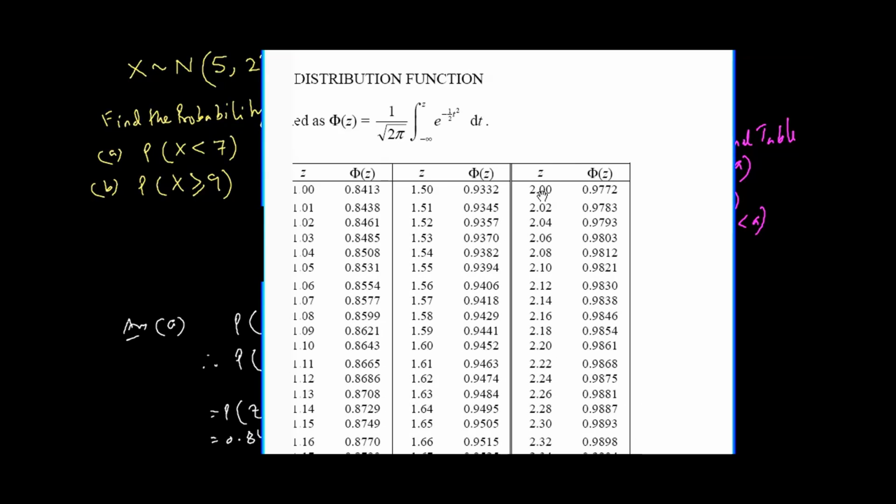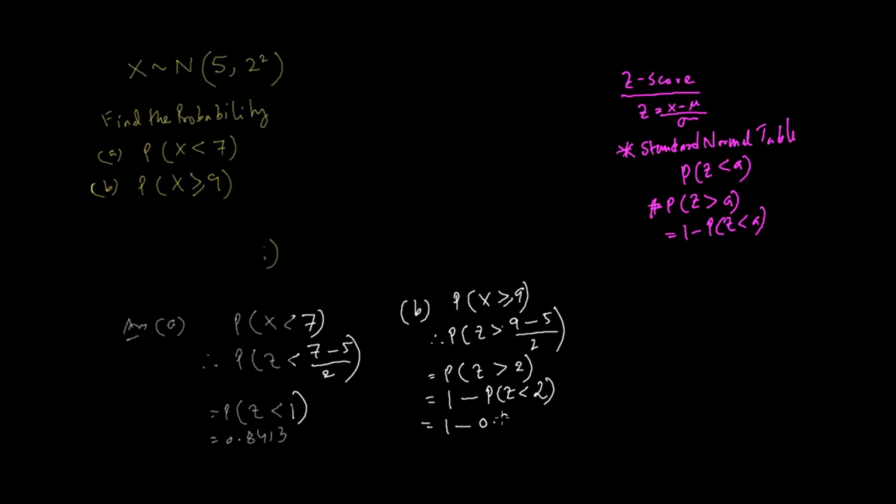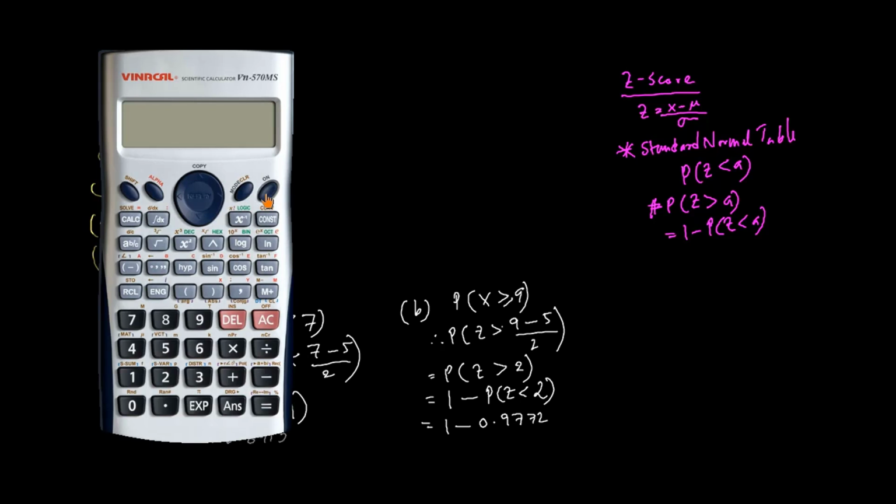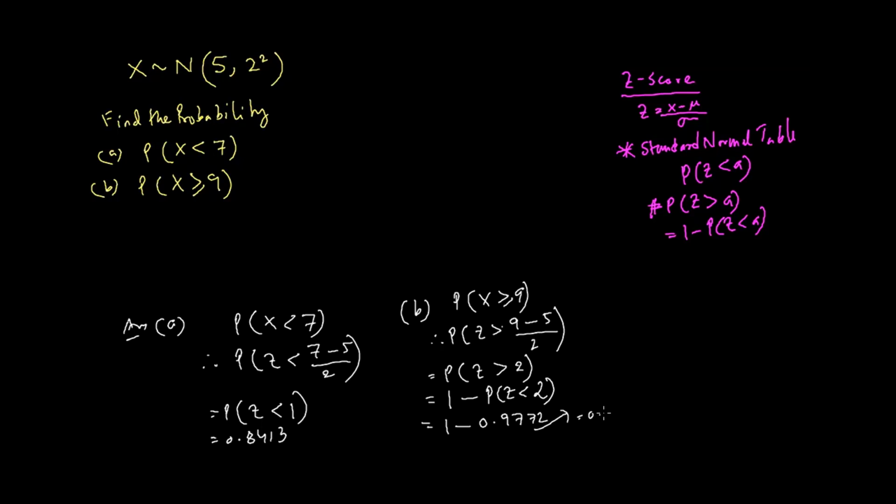So z2 means z is less than 2.00. Remember this is a cumulative table, so the probability is going to be 0.9772. So let's bring out the calculator. 1 minus 0.9772 is 0.0228. So this is the probability. You notice the z values are in 2 decimal places and the probabilities are in 4 decimal places.